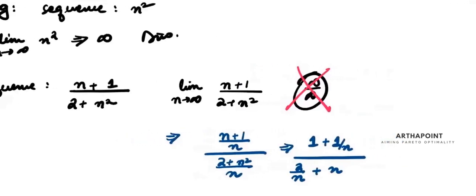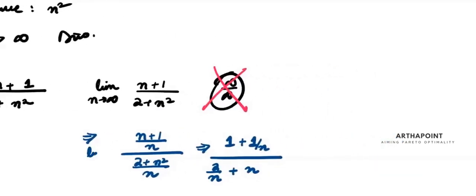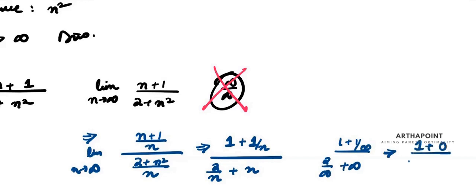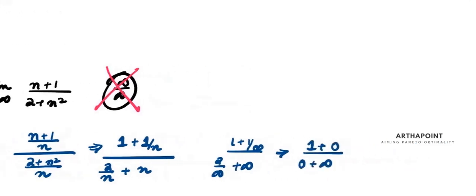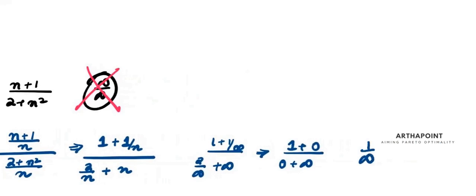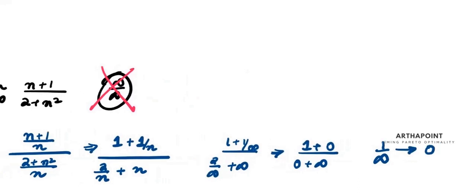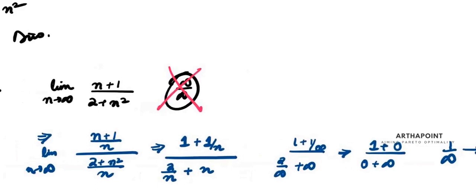Now, if you go ahead and apply the limit as n tends to infinity, you will get 1 plus 1 by infinity upon 2 by infinity plus infinity. This will be 1 plus 0 upon 0 plus infinity, which will be 1 by infinity. Anything, 1 by a very large number, should go towards 0, but we haven't still got exactly equal to 0.